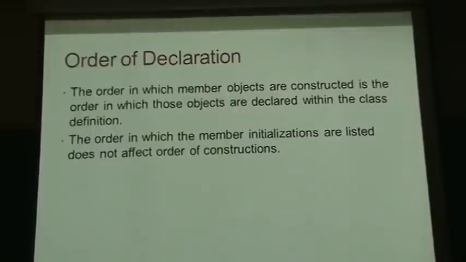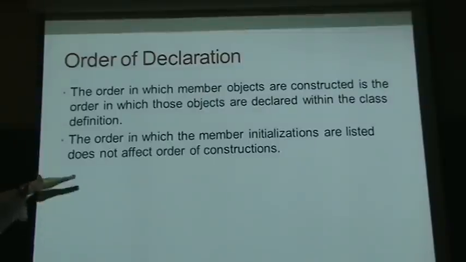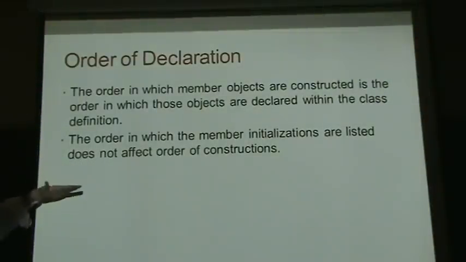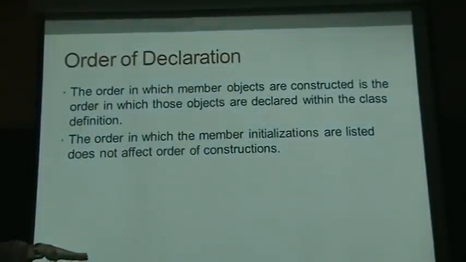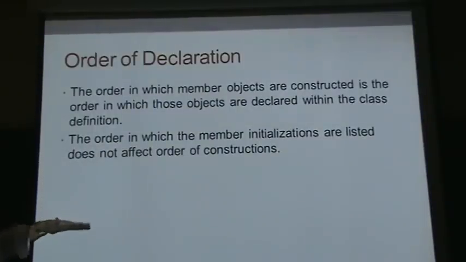Okay, so the order in which the objects are constructed is the order in which the objects are declared in the class definition. So for example, if we said integer x, float y, and we had a list of objects that we are creating, they get created in the order in which they're listed.